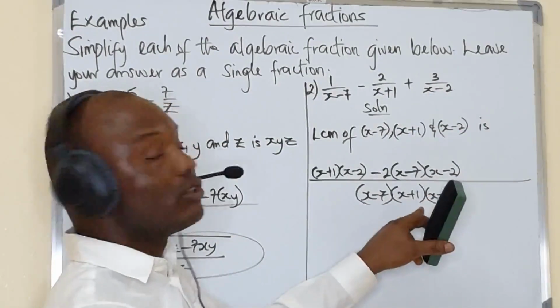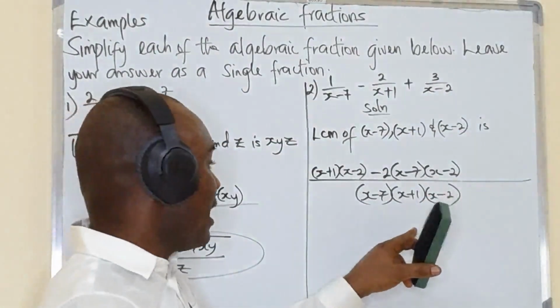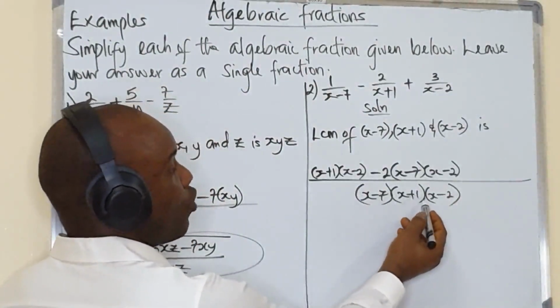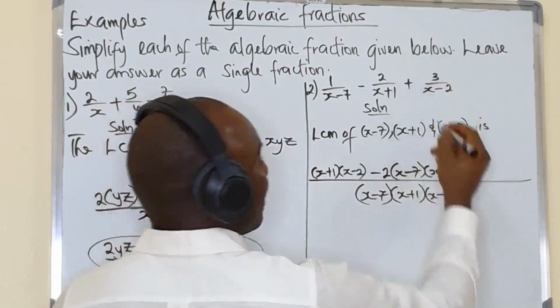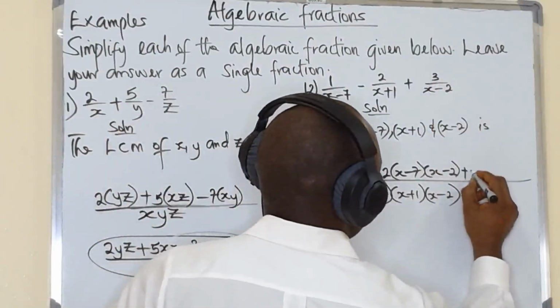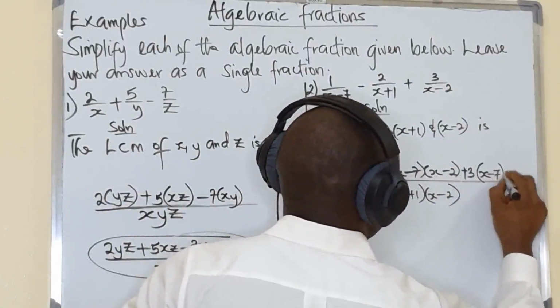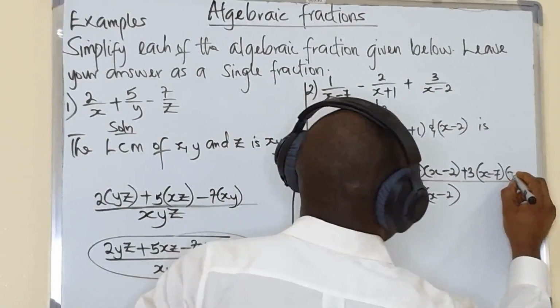In that case, x minus 2 cancels out x minus 2. And we are left with x minus 7 and x plus 1, which will be multiplied by the 3 at the numerator. So plus 3, which is at the numerator, multiplying x minus 7 and x plus 1.